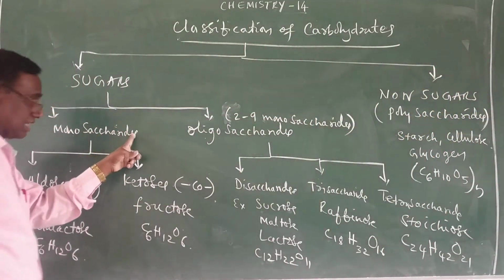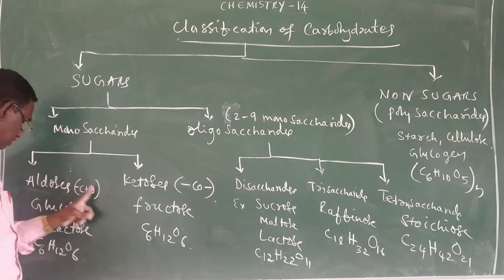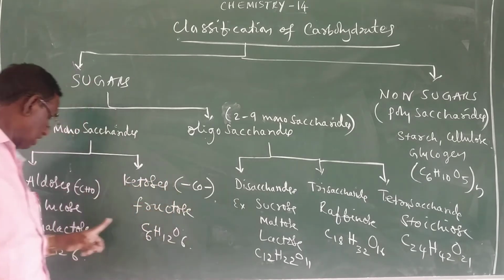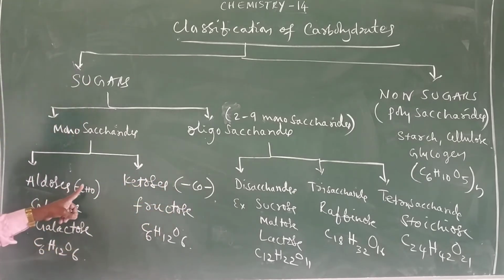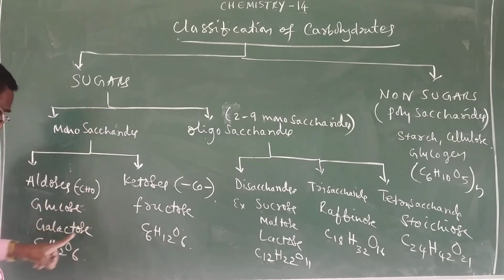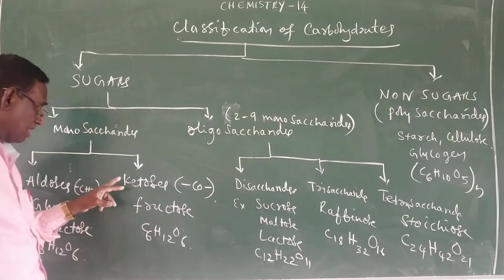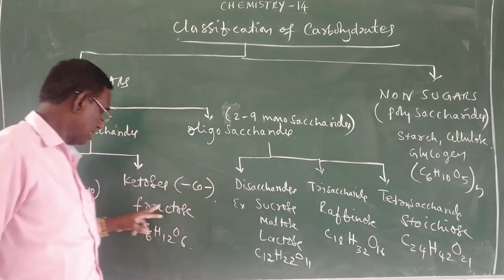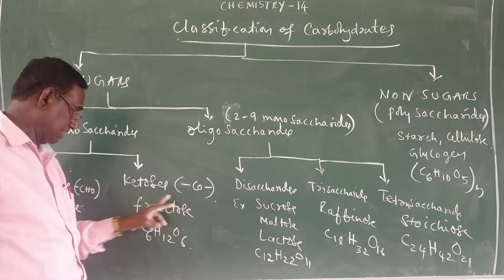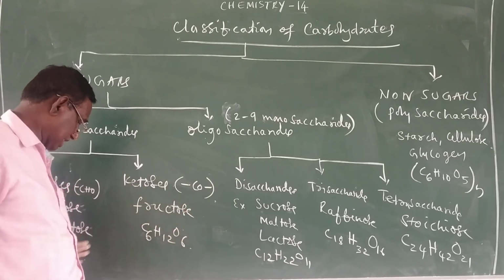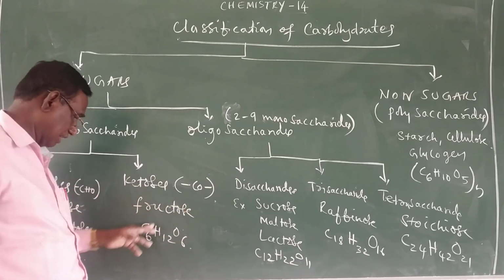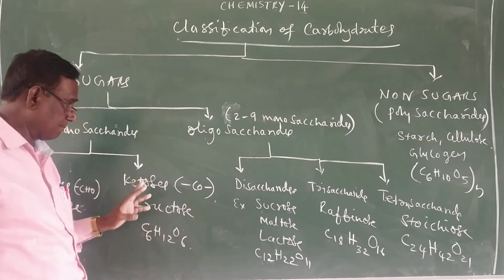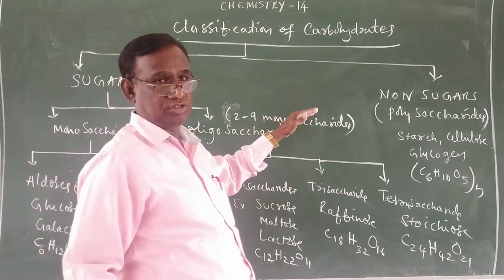Monosaccharides are further classified into aldoses and ketoses. Aldoses contain an aldehyde group, for example glucose and galactose, with formula C6H12O6. Ketoses contain a ketonic group, and fructose is an example. The formula is the same for glucose, fructose and galactose: C6H12O6.